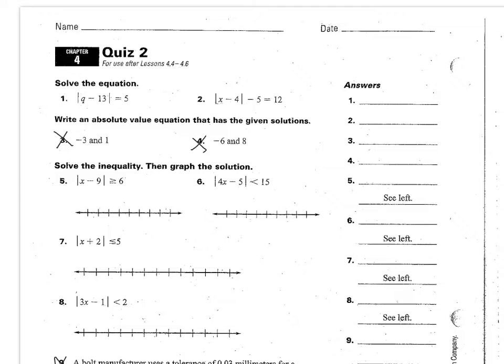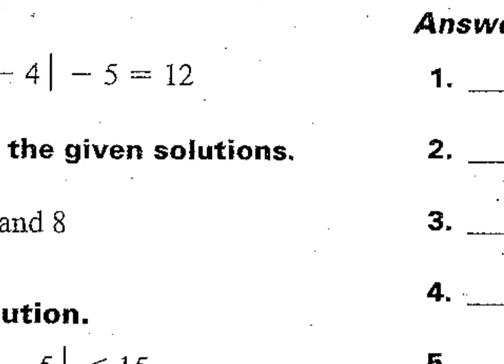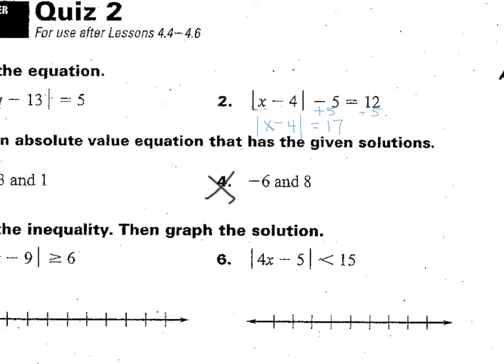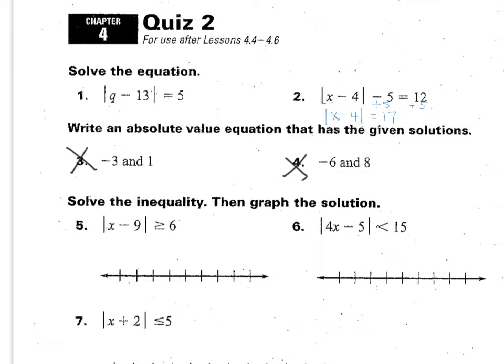Number 1 and number 2, we're just solving. Remember, you have to set up 2 problems. The difference here is you have to get the absolute value by itself first. So I'm going to zoom in a little bit on number 2 and remind you that you have to add that 5 over. So now your new equation is the absolute value of x minus 4 equals 17. Now you make your 2 different equations.